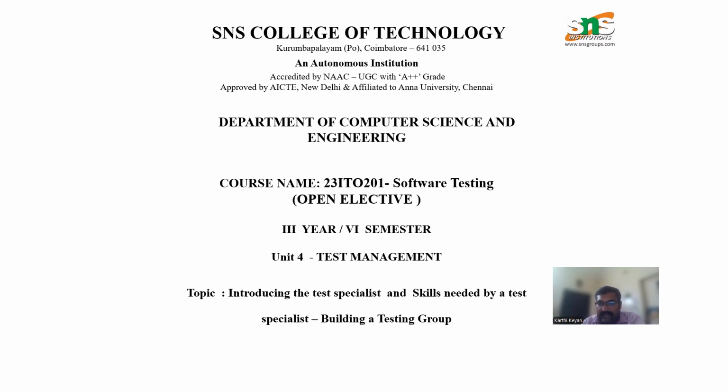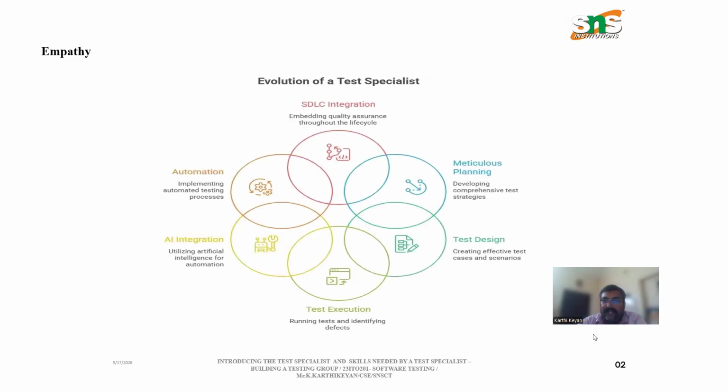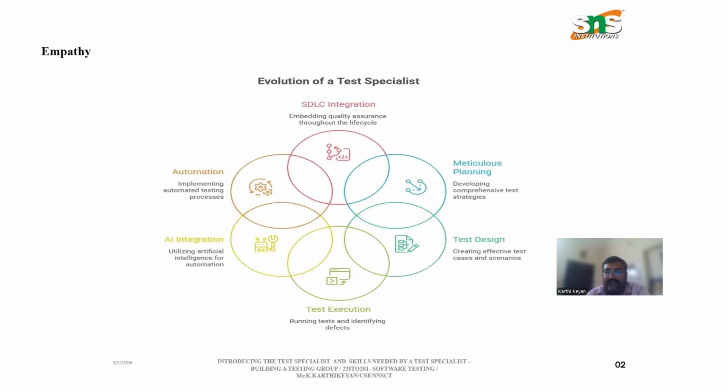Now let us look at the test specialist. Each and every person is a specialist. For example, in preparing software, there are specialists in Java programming, Python programming, requirement analysis, design analysis, and implementation. So each and every person has a specialization in an area. This is the evolution of the test specialist.